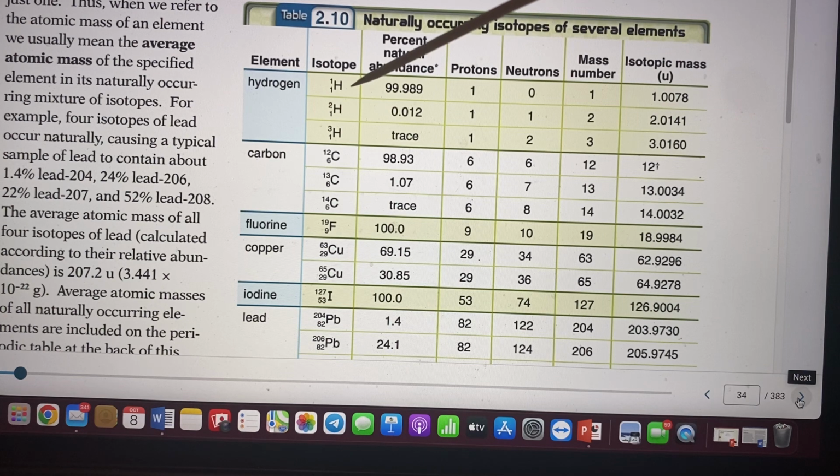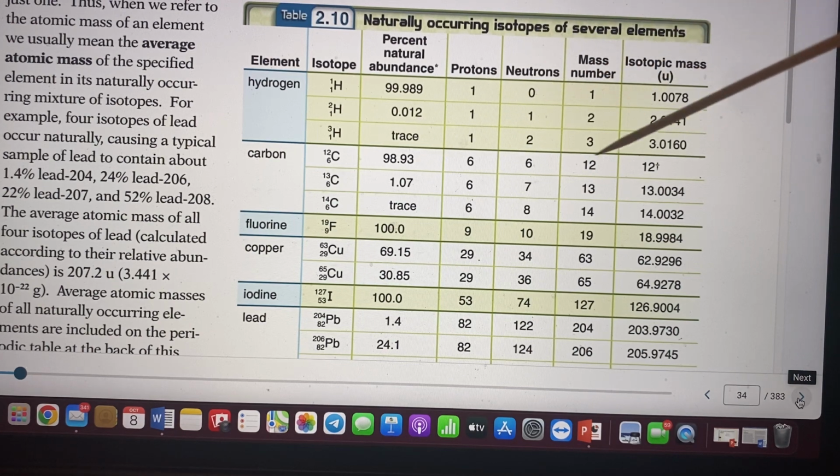Well, this here, of course, would be 99%. How many protons? 1. 0 neutrons. Mass number would be 1. And here is the unit, 1.0078. You got that? And so if you have 2, you're going to have only 0.012, or 1, 2, not very much, but you're going to have 1 proton, 1 neutron, and the mass number being 2. So it's going to be 2.014.